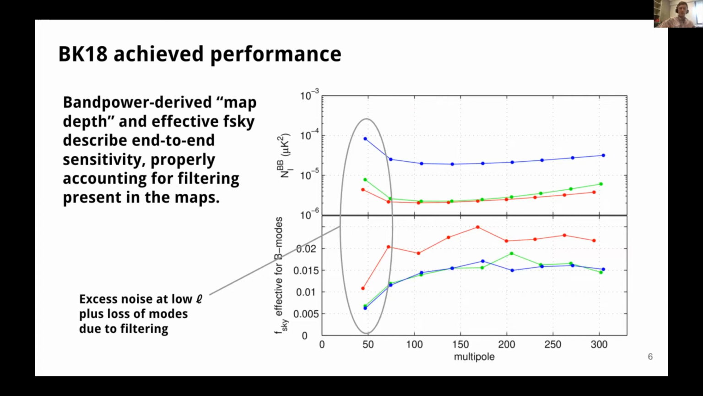The other thing to keep in mind that's been circled here is that when we go to very low L, we do have some excess noise, and we also have some loss of modes at those very large scales, which is due to our filtering. So both of those things are going to have some impact on the sensitivity. But I would note, this is only kicking in, for the most part, in this very lowest L bin. In general, these telescopes are quite good at pushing their sensitivity down below L of 100, into the region that we really care about for measuring primordial gravitational waves.